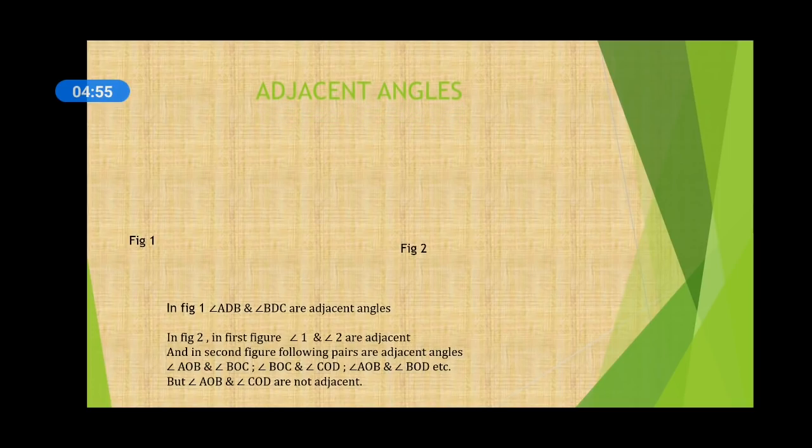Now let us talk about adjacent angles. Adjacent angles are those which have a common arm and a common vertex. Like in figure 1, angle ADB and angle BDC are adjacent because they have a common arm BD and they have a common vertex D.